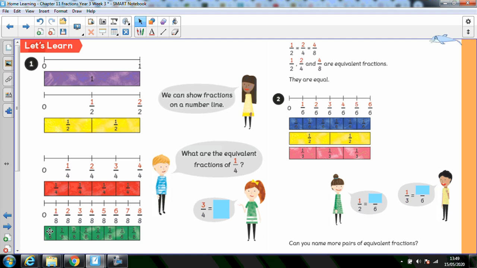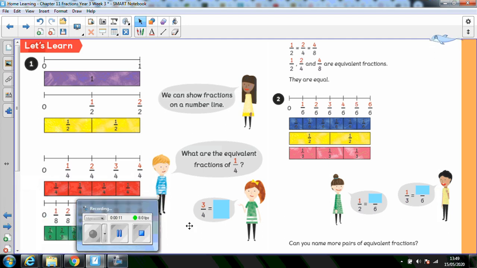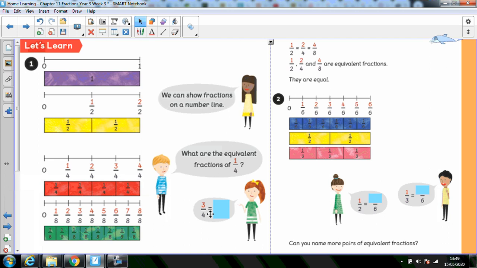Holly, sorry, Holly is asking us what 3 quarters is equivalent to. So we find our 3 quarters and we can see it's equivalent to 6 eighths. 1 half, 2 quarters and 4 eighths are the same amount. We can see here. Okay. We call them equivalent fractions, and that simply means they're equal.